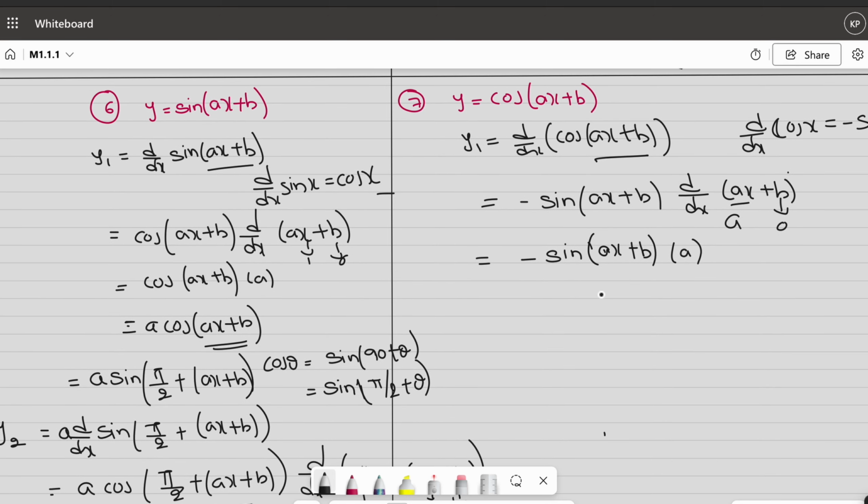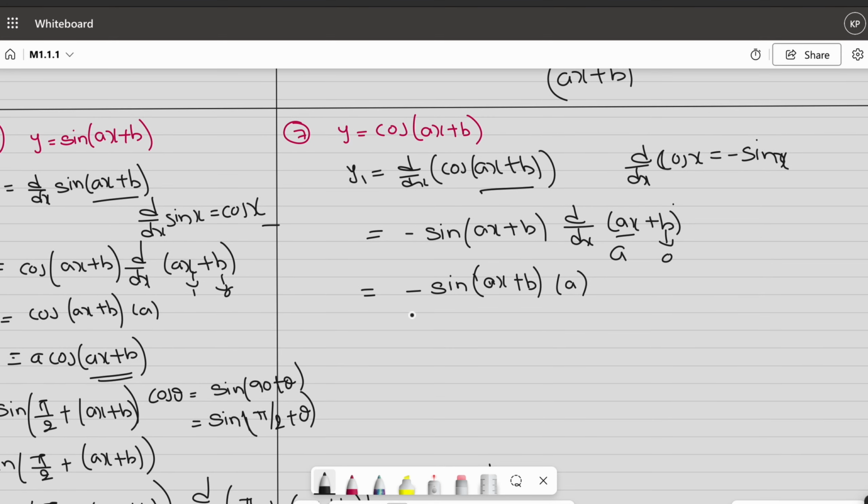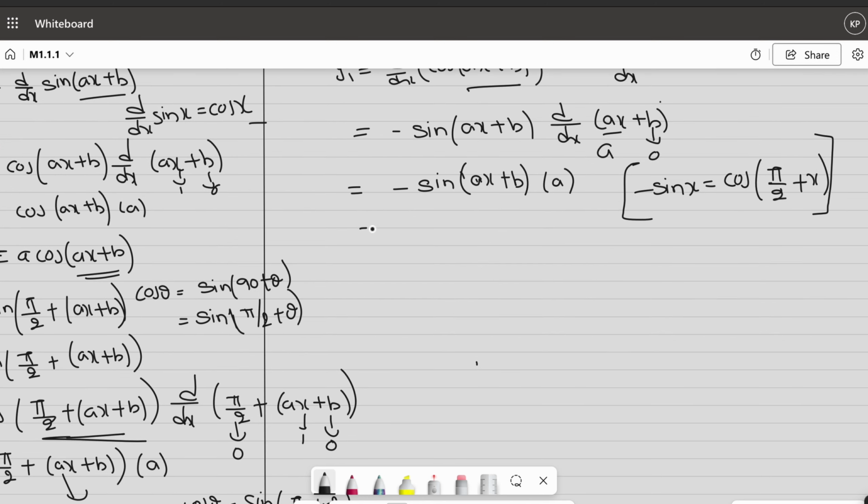Now if we see, this derived function is not in the form of cos, so we have to again convert this to have a similar pattern to derive the derivative for this standard function. With the help of one formula, that is minus sine x is equal to cos of pi by 2 plus x, by considering this x as ax plus b, it can be converted as cos of pi by 2 plus of ax plus b into a.